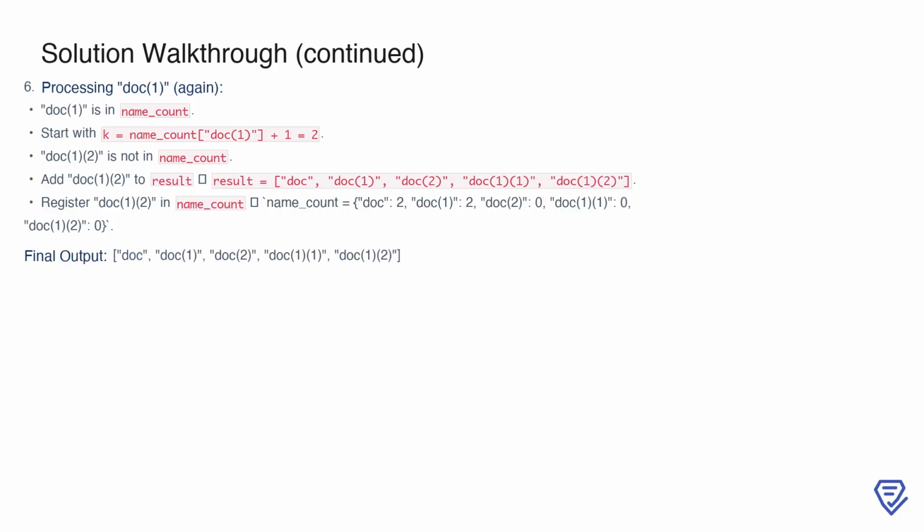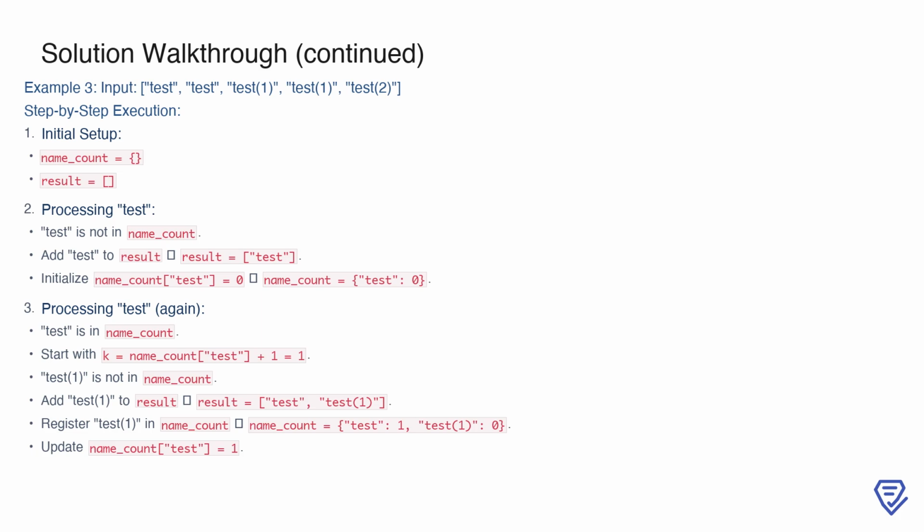Finally, we process doc(1) once more. Since doc(1) is in name_count, we calculate k as name_count[doc(1)] plus 1, which equals 2. The name doc(1)(2) is not in name_count, so we add it to result, resulting in doc, doc(1), doc(2), doc(1)(1), doc(1)(2). We register doc(1)(2) in name_count and update name_count[doc(1)] to 2. The final output for this example is doc, doc(1), doc(2), doc(1)(1), doc(1)(2).